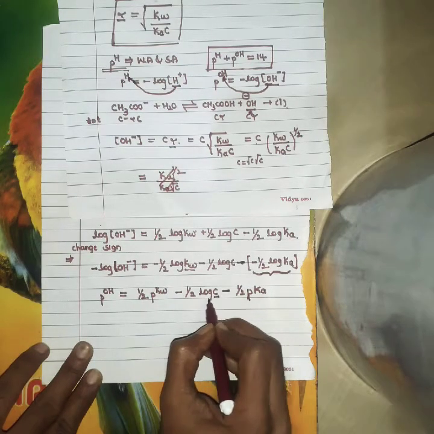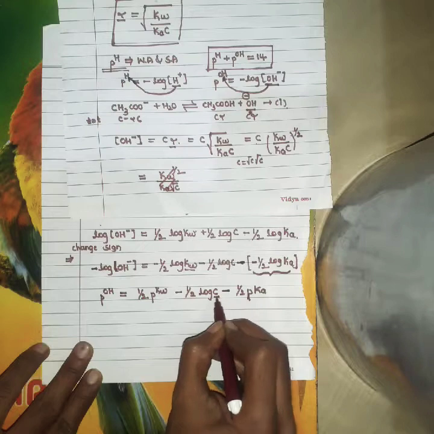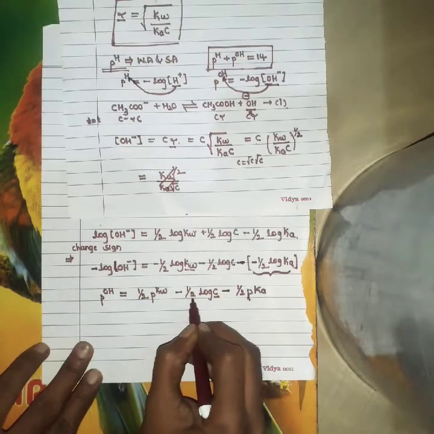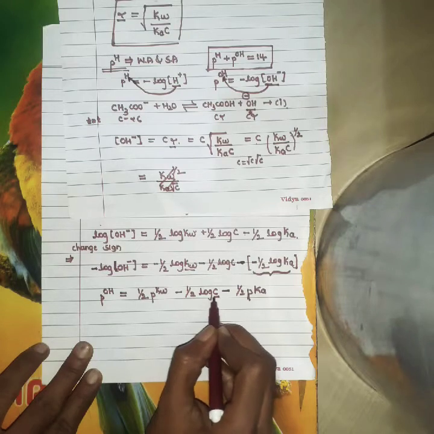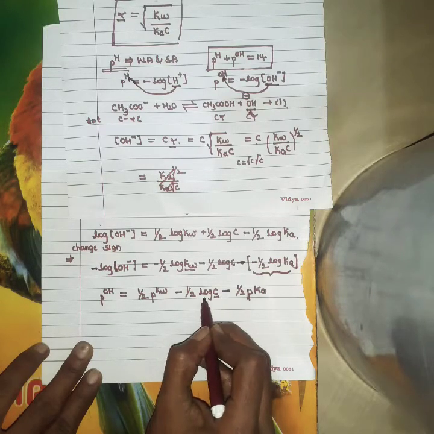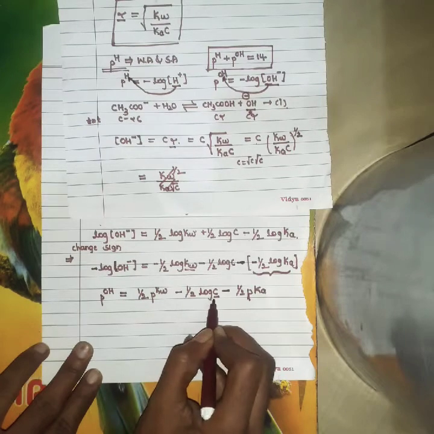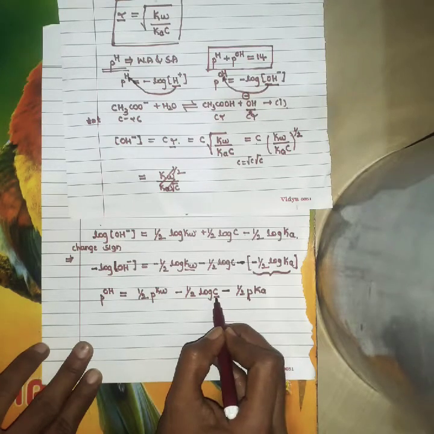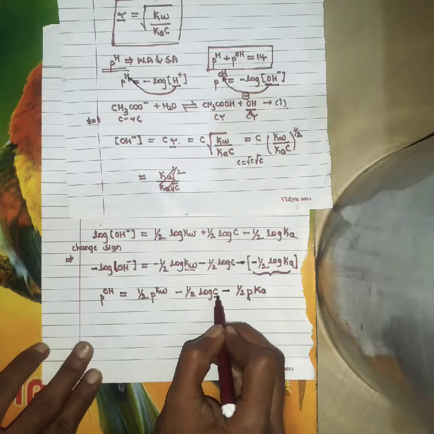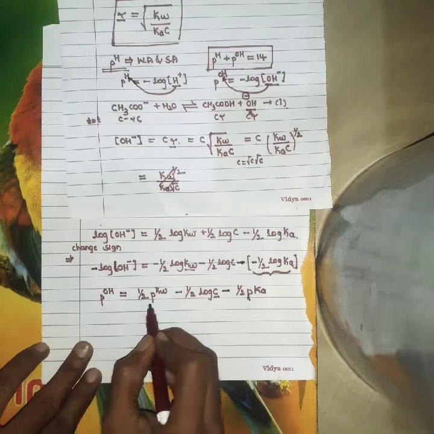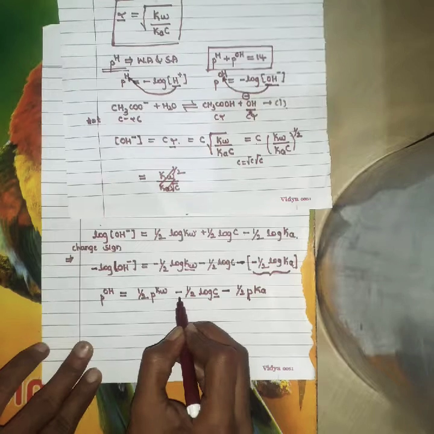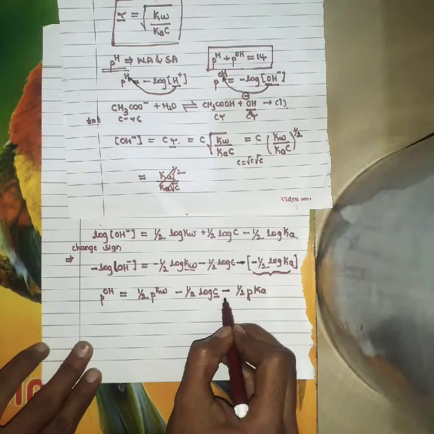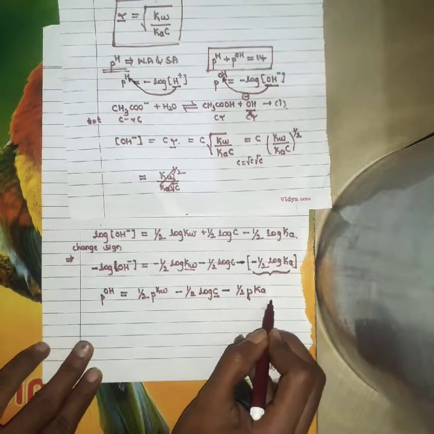This is a constant, therefore don't apply pKc here. It remains as minus 1 divided by 2 log C. Here we don't apply pKc, because C means concentration, therefore this value is a constant. Therefore pOH is equal to 1 divided by 2 pKw minus 1 divided by 2 log C minus 1 divided by 2 pKa.